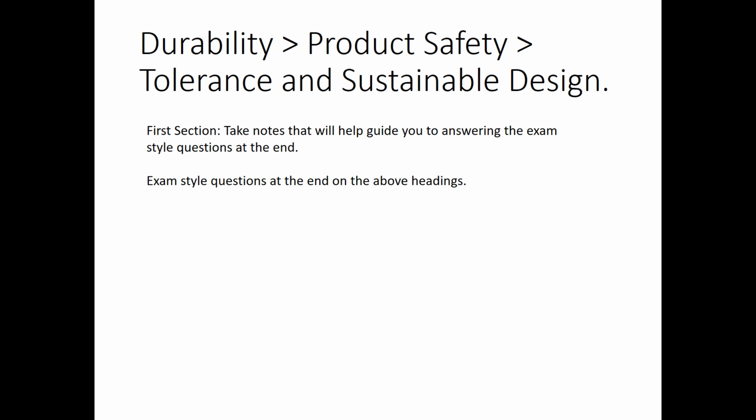Today's lesson we're looking at durability, product safety, tolerance and sustainable design. In the first section you're going to take notes that will help guide you to answering the exam style questions at the end, and then at the end we've got some questions that are on the above headings.